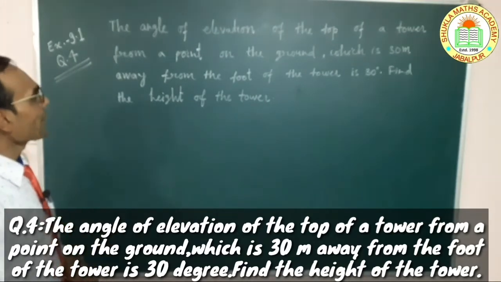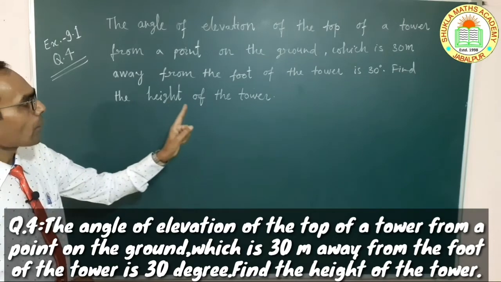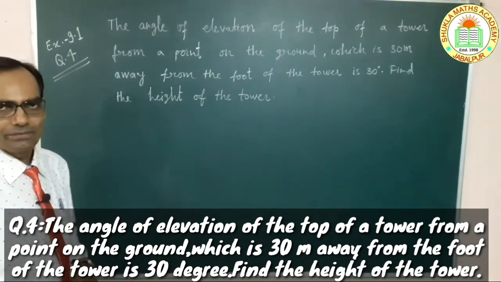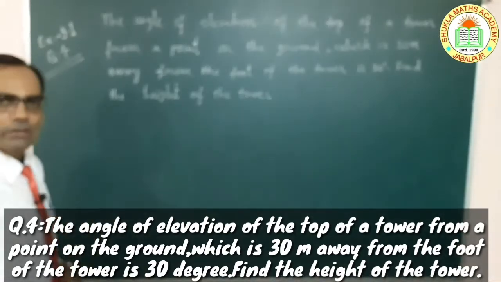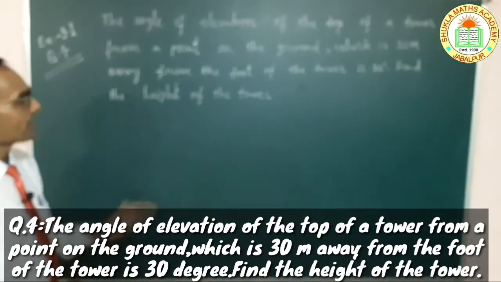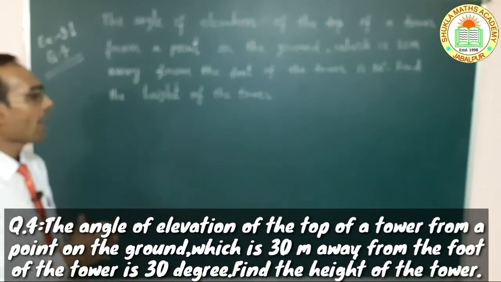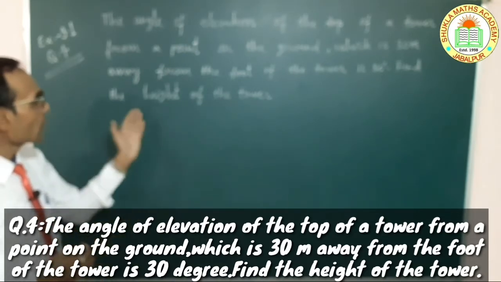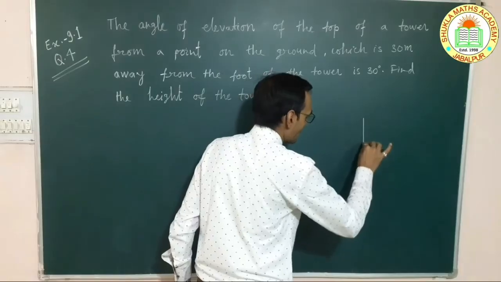a tower from a point on the ground which is 30 meters away from the foot of the tower is 30 degree. Find the height of the tower. So first we will draw the diagram according to the given problem, and after that we will apply trigonometry and we will find the unknown value, that is the height of the tower in this problem.